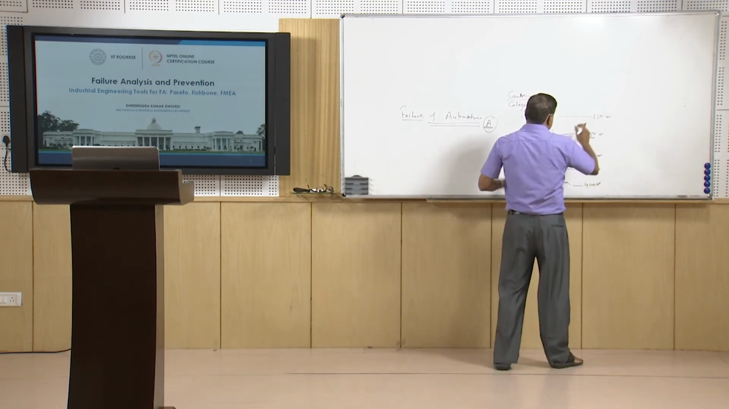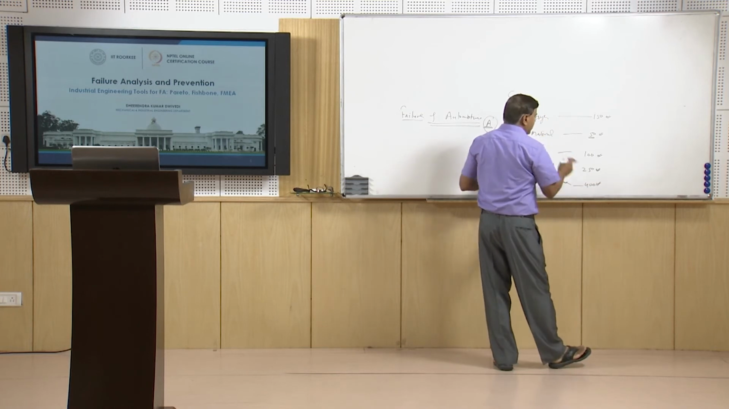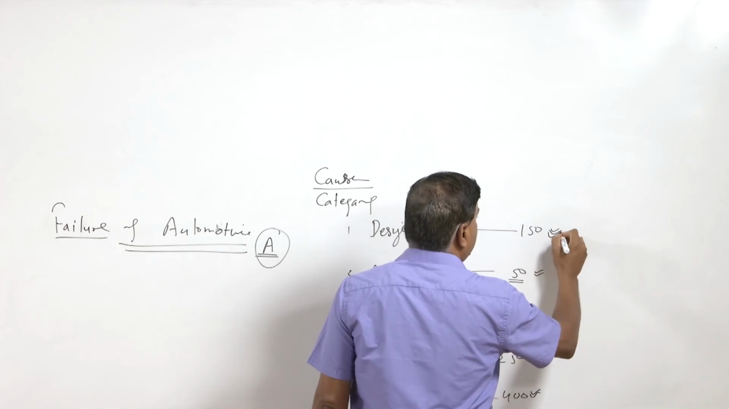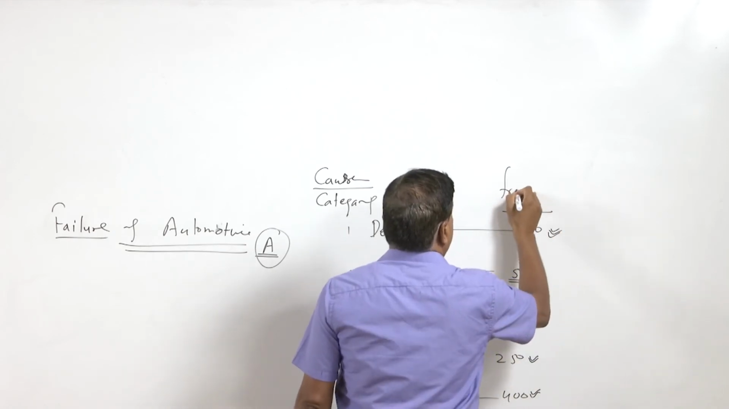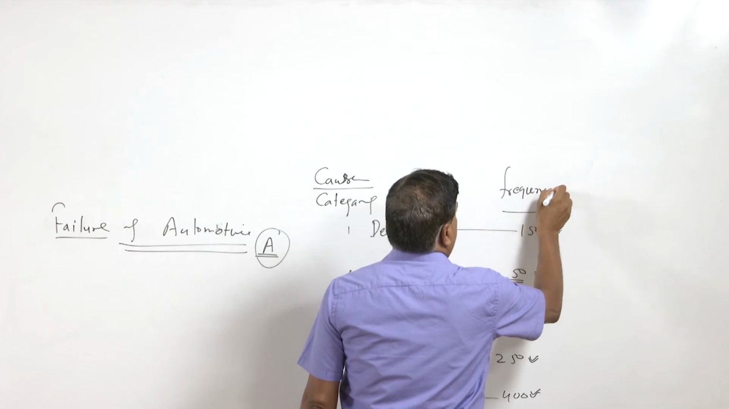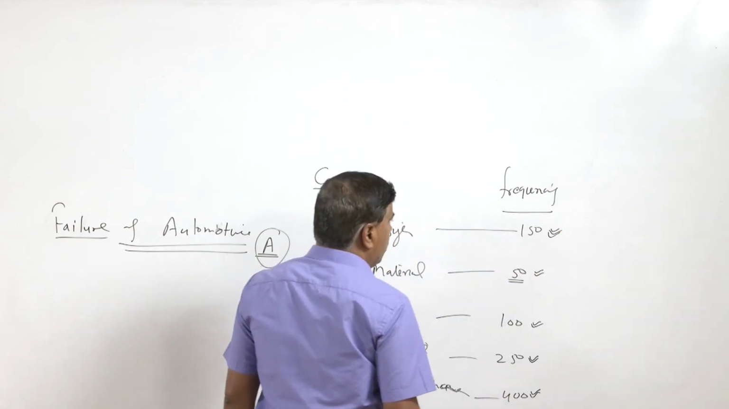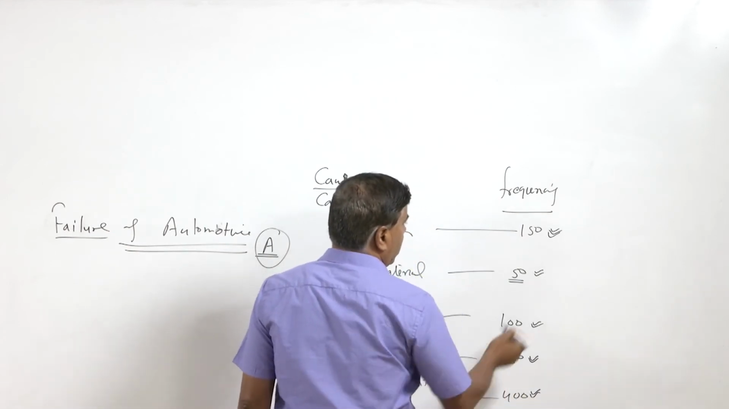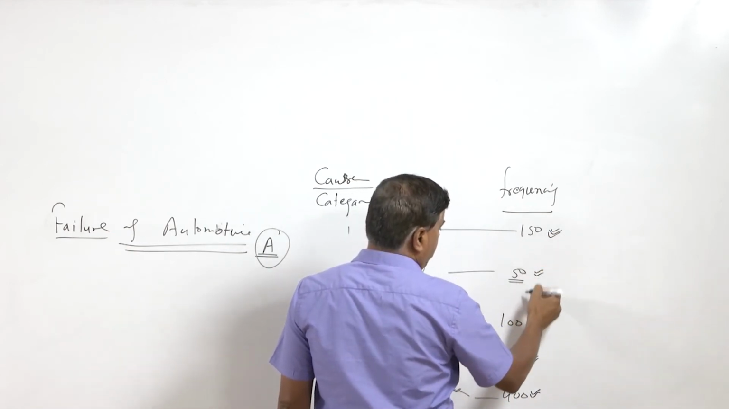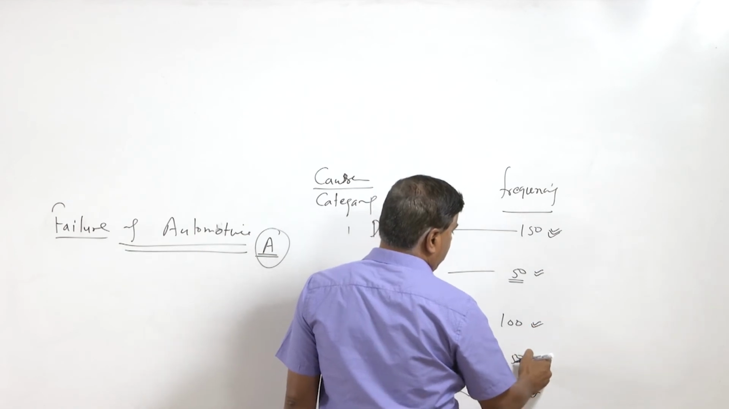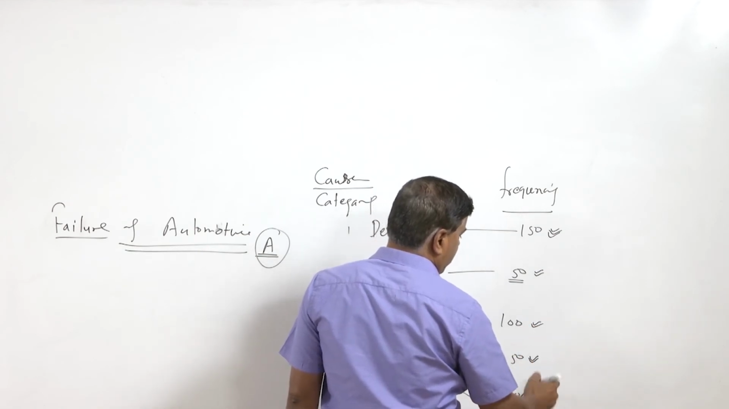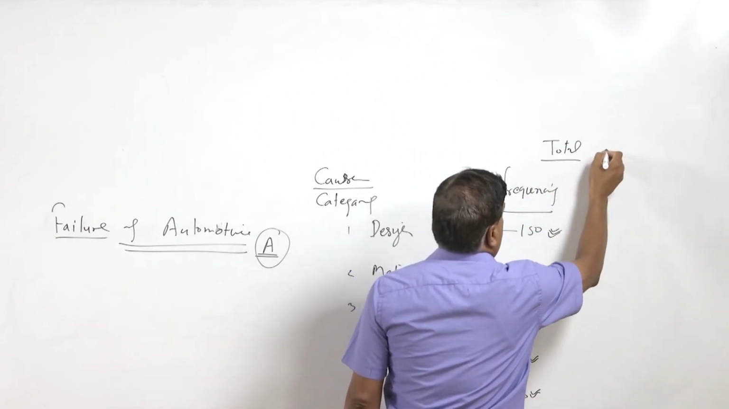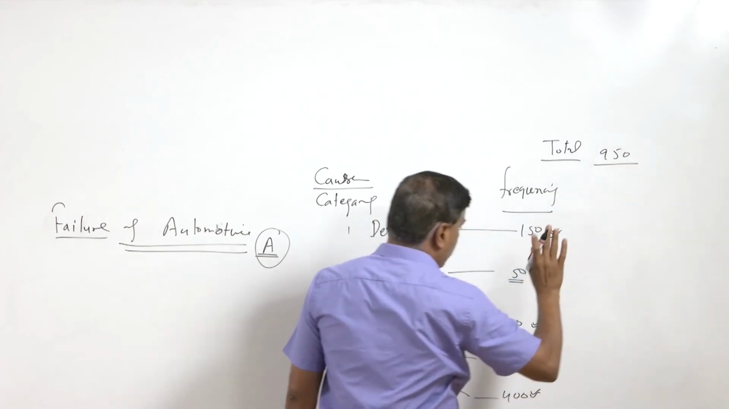So, this is the kind of data collected for the different categories. This is indicating just the frequency of occurrence. What we need to do is make a total of all this: 150, 50, 200, 300, 550 and 400, 950. So, the total number of failures is 950 in 1 year.